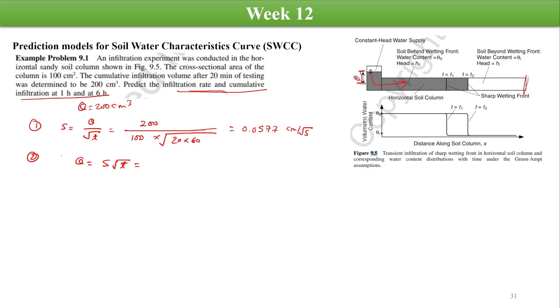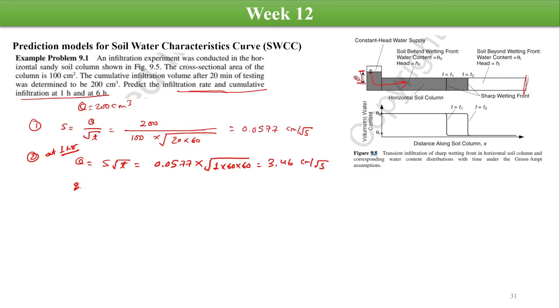It will be equal to, let's say, at 1 hour. So S under root T is equal to 0.0577 multiplied by under root of the time, which is 1 hour into 60 minutes and 60 seconds. So 0.0577 multiplied by under root 3600. That's going to be 3.46. The unit is centimeter.